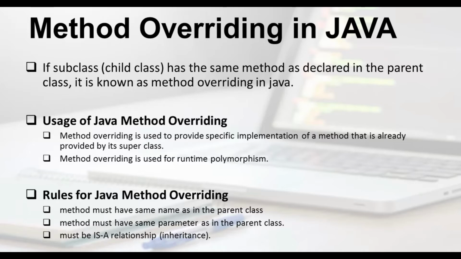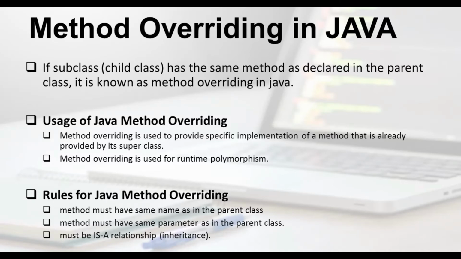If a subclass or child class has the same method as declared in the parent class, it is known as method overriding. In other words, if a subclass provides a specific implementation of a method that has been provided by one of its parent classes, it is also known as method overriding. The simple usages, as shown on your screen, are: method overriding is used to provide a specific implementation of a method that is already provided by its superclass, and method overriding is used for runtime polymorphism.